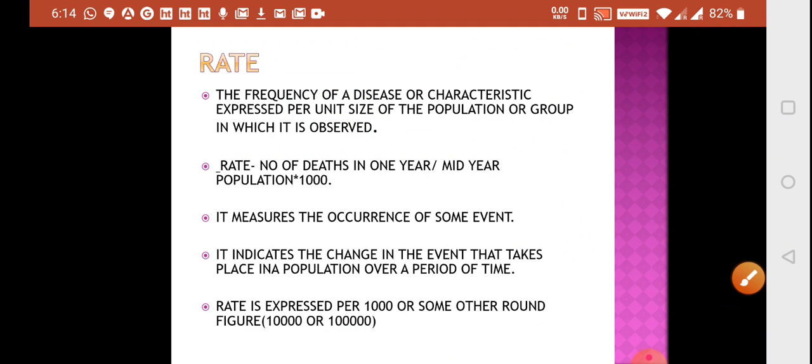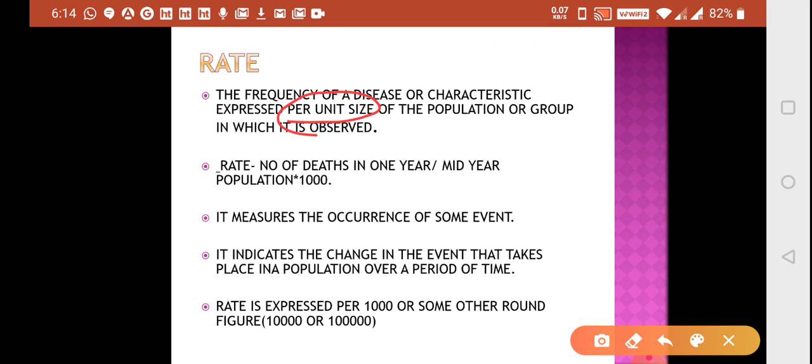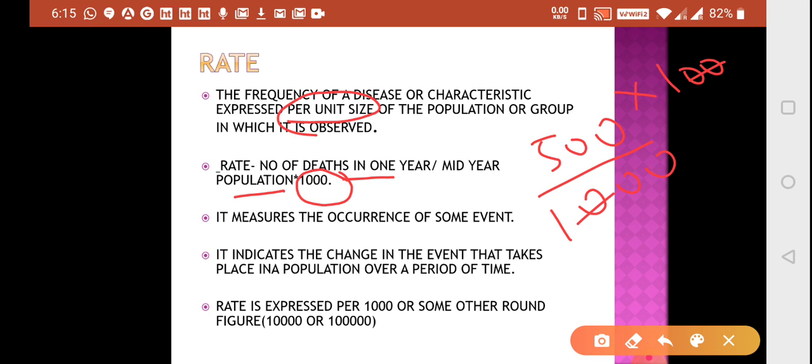You do not need to know a big definition of it, but you should know that it is basically telling you the disease or a characteristic per unit. Per unit is the major thing. Fine. Rate is the number of deaths in 1 year divided by mid-year population, multiplied by 1000. So say in one year there are 500 deaths and the mid-year population was 1000. So the rate would be multiplied by 1000, so the rate will be 500. This is the formula to calculate rate.